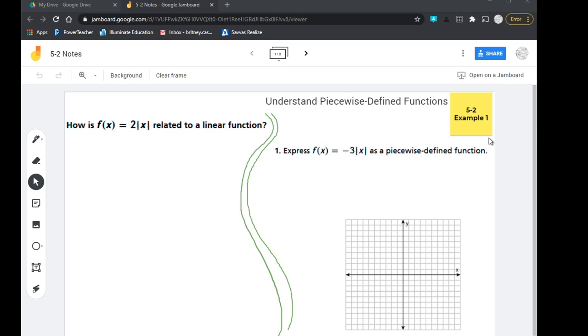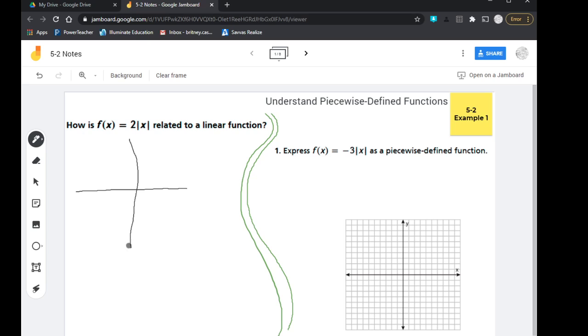In this video, I'm covering example 1 from section 5-2 in the SavvasRealize Algebra 1 textbook. So the goal of this example is to understand piecewise-defined functions. And so what this example does is it starts by asking us how this absolute value function is related to a linear function. And so what I'm going to do is I'm actually going to be showing you guys what the graph of that absolute value function looks like.